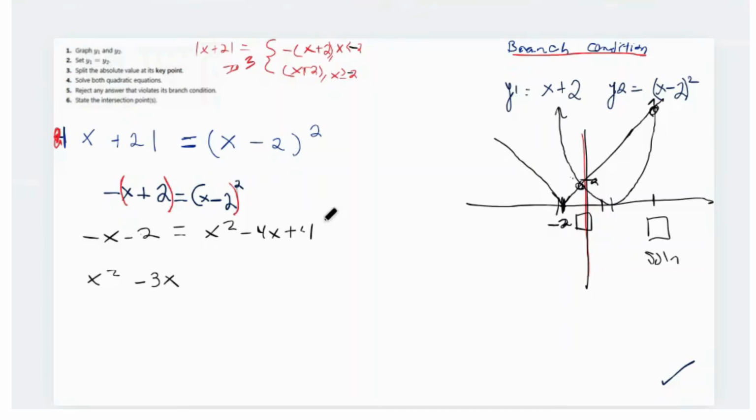Let's see, minus 3x plus 6. I think that's right, right? But look at that. That doesn't look right, right? That looks like a nightmare.